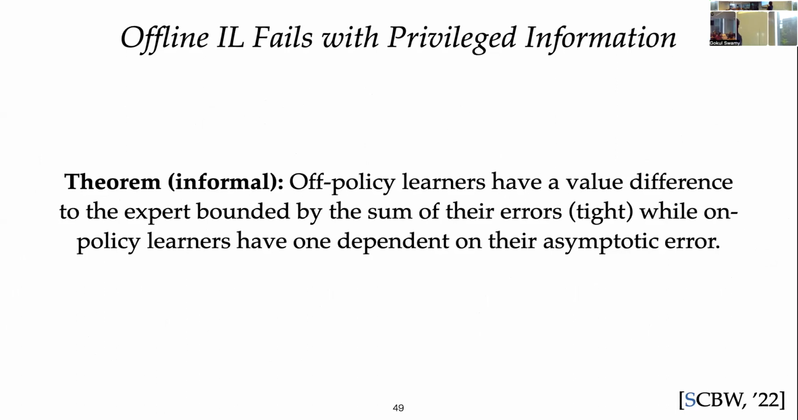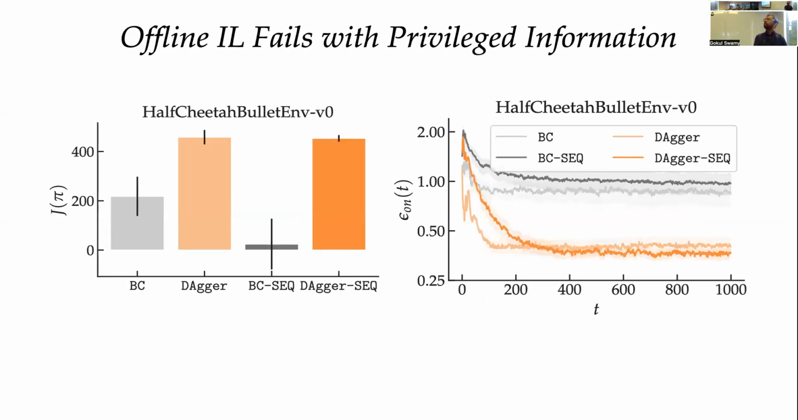So the informal theorem here is basically that off-policy learners will have a value difference with respect to the expert bounded by the sum of their errors, while on-policy learners will have one dependent on their asymptotic error. Because everyone makes errors early on, right? The first term will be non-zero, but the second one will be zero for problems where you can figure out what's going on. I'll also note this is not just a problem that shows up on this very toy bandit problem. It also shows up on slightly less toy problems.